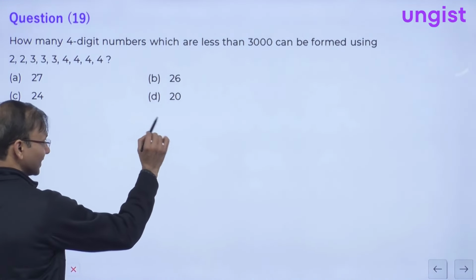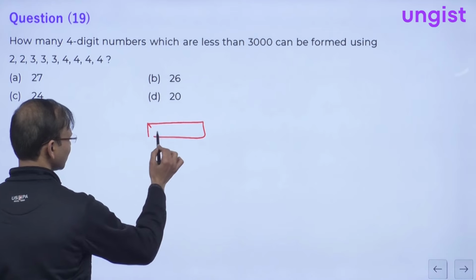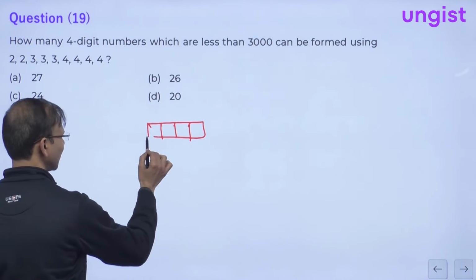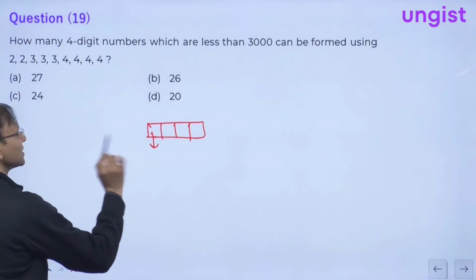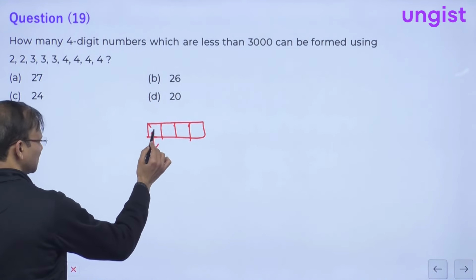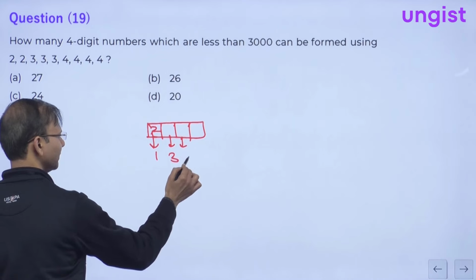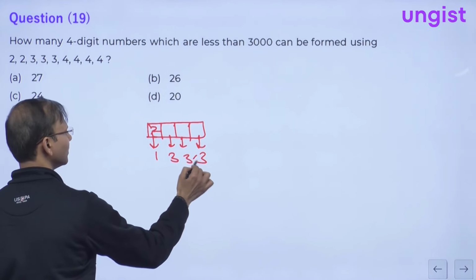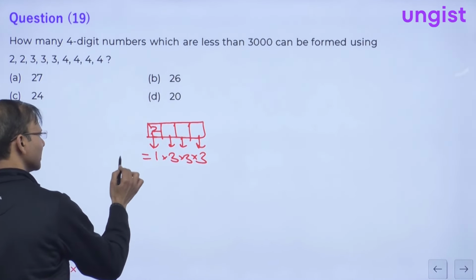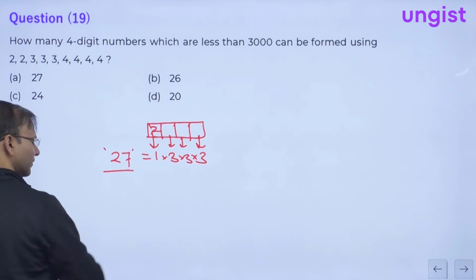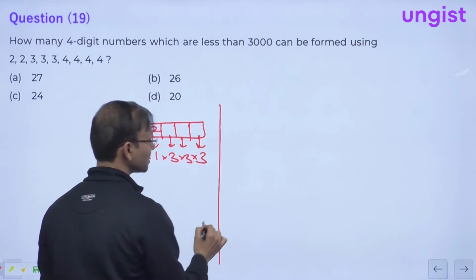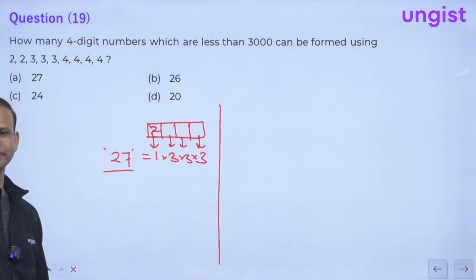See, the question is saying how many four-digit numbers are possible which are less than 3000. So obviously it will start with 2. So for the first place we have 1 choice, and then 3, then 3, and then 3. So this is 27. And the numbers which are not possible will be excluded from this list of 27 numbers.